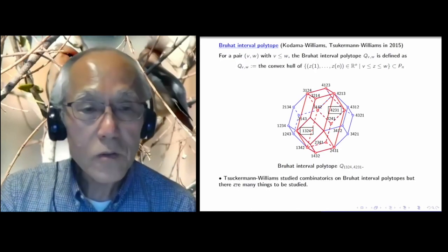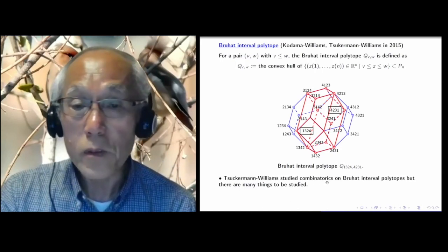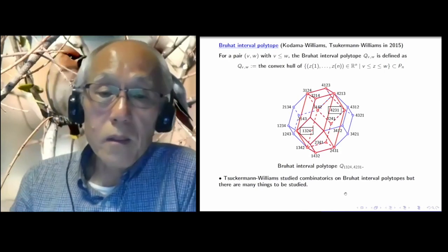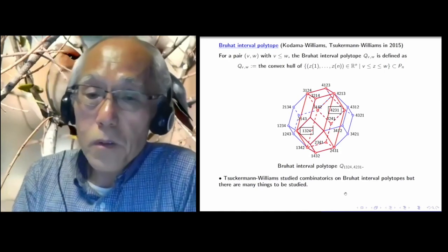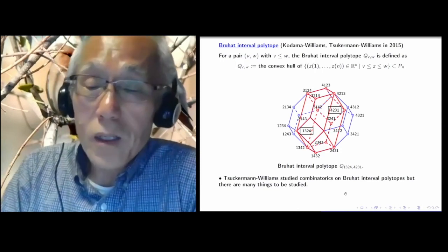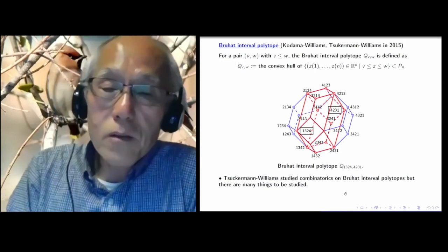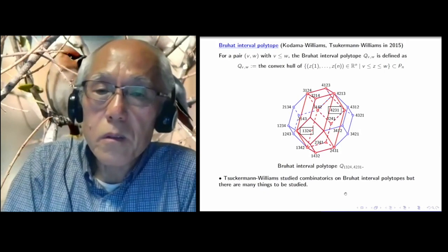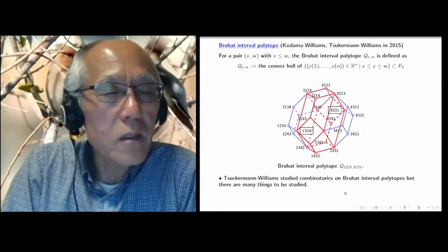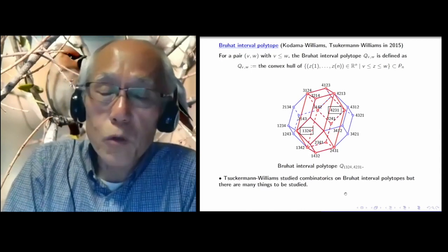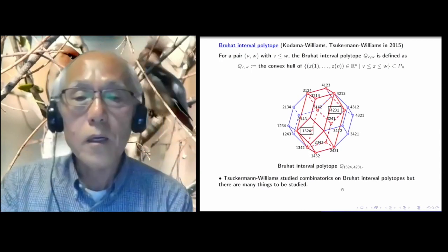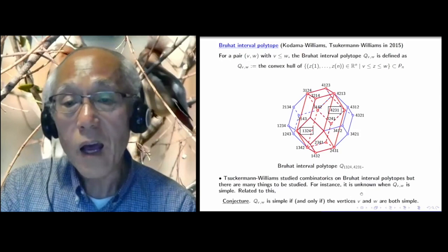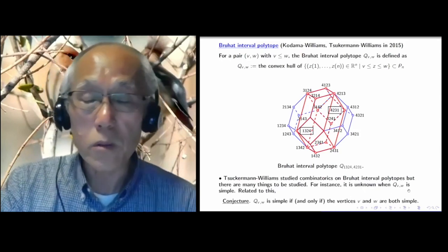Okay, and as I said, Tsukerman and Williams studied the combinatorics of Bruhat interval polytopes. For instance, they showed that any face of a Bruhat interval polytope is a Bruhat interval polytope. They also found a formula to give the dimension of a Bruhat interval polytope. But there are many things still to be studied. For instance, it is unknown when a Bruhat interval polytope is simple.